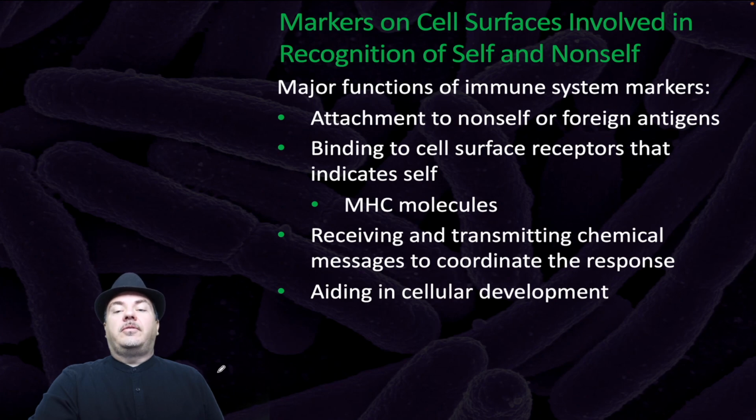Major functions of immune system markers include attachment to non-self or foreign antigens, binding to cell surface receptors that indicate self, MHC molecules, receiving and transmitting chemical messages to coordinate the response, and aiding in cellular development.